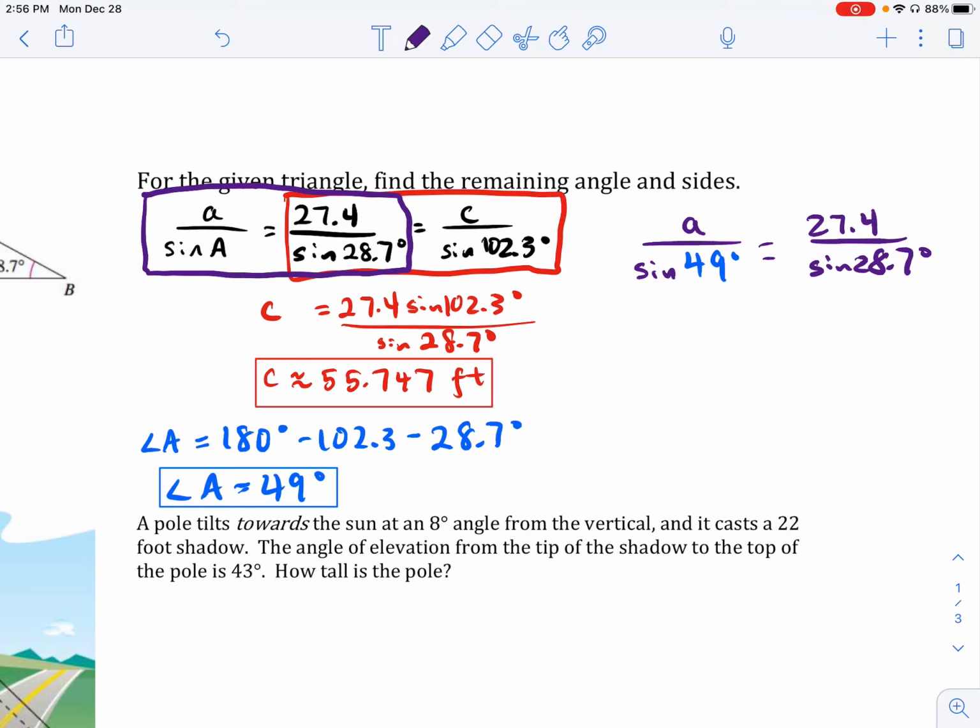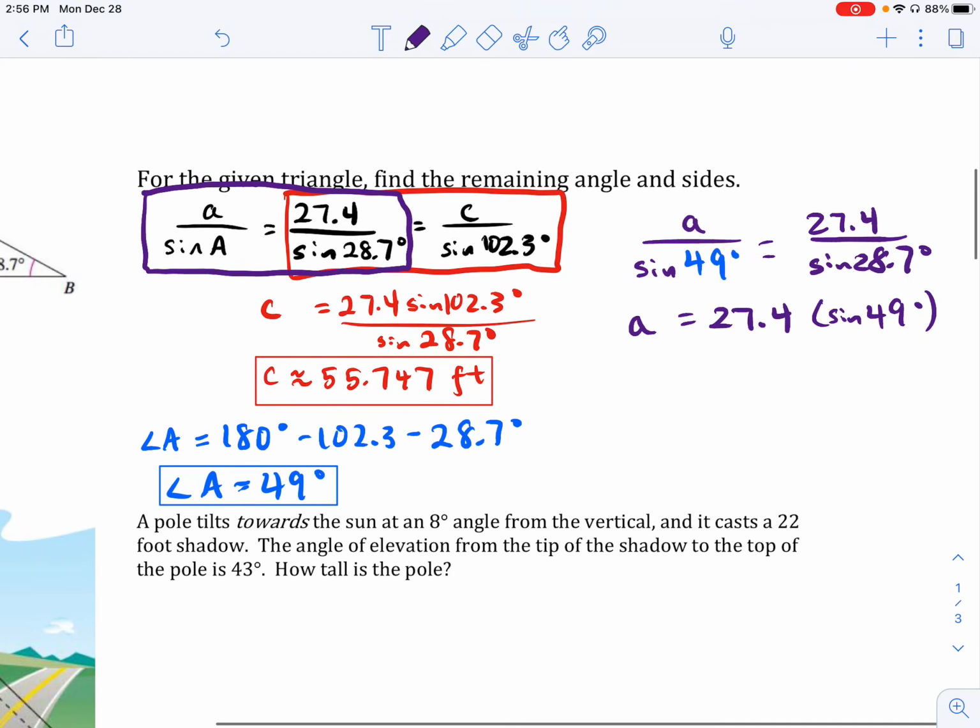We're going to multiply sine of 49 degrees by 27.4 and divide it by the sine of 28.7. One thing that I also would recommend in doing these is, when we're entering this into our calculator, try to write the side length first, because if we write sine of 49 degrees times 27, depending on your calculator it might multiply this angle 49 by 27.4. So it's always just a better idea to write your side lengths first.